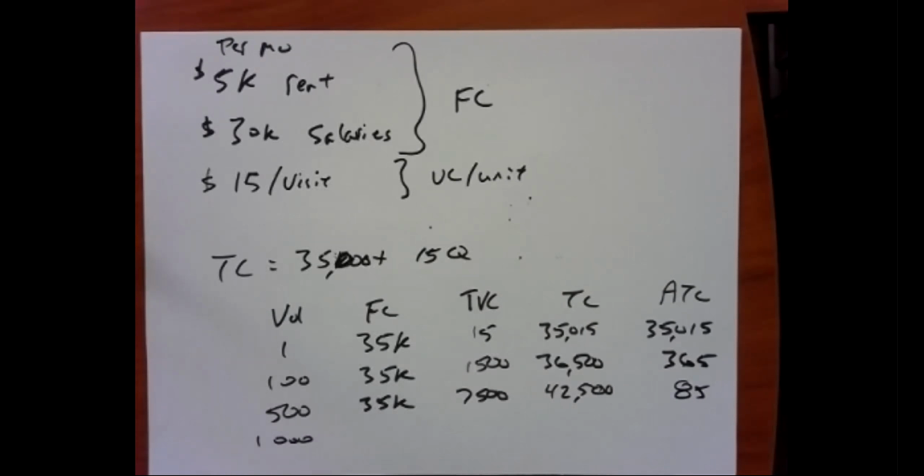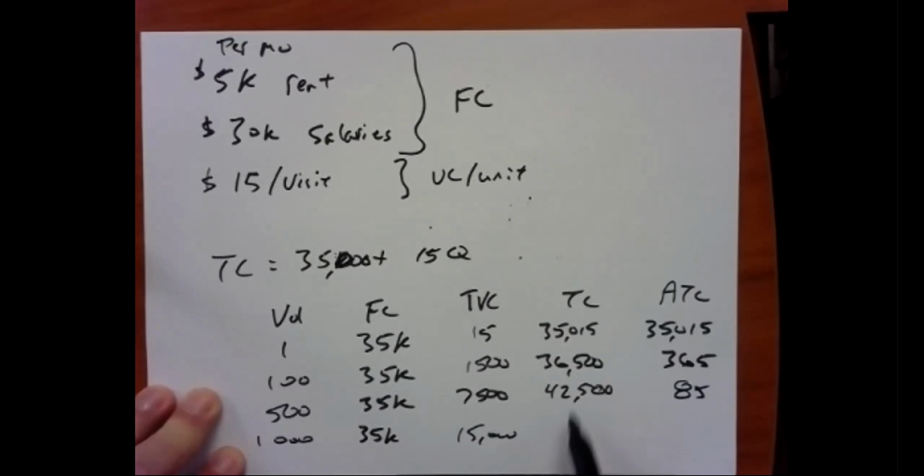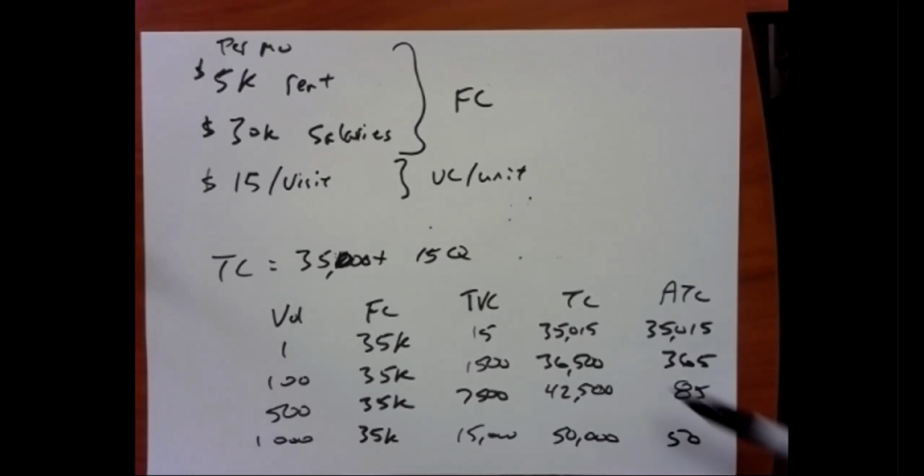Fixed cost for 1,000 visits. 35,000, good. All right, so total variable cost, 15 times 1,000, that's 15,000. Total cost, 15 plus 35, that's 50. 50,000 divided by 1,000, you just lop off 3 zeros, that gives you 50. So what you can see here is as they increased their volume, they better spread their fixed costs.